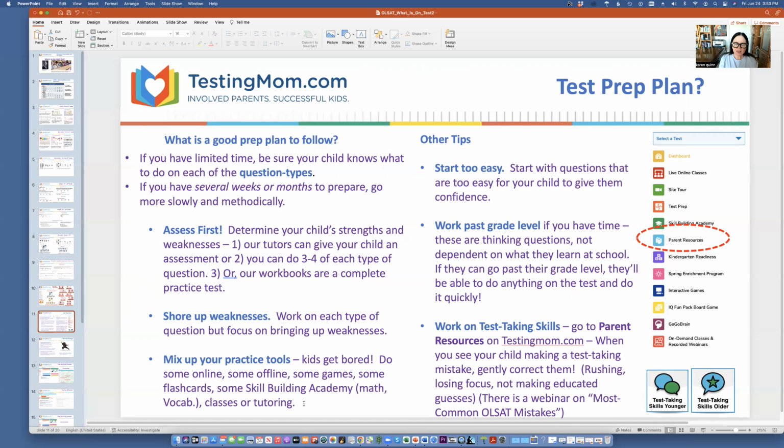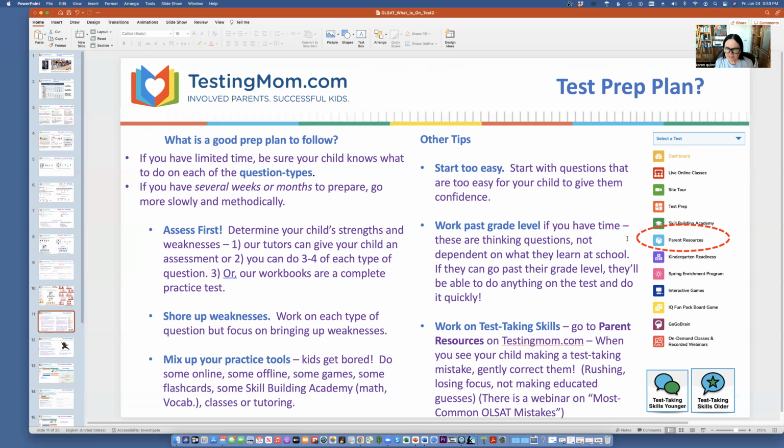You want to mix it up. You want to do some online questions, do some offline questions. We have online games, we have flashcards that work. We have something called Skill Building Academy. I'll show you that in a minute. That's fun for kids to do, but it helps them with their skills. You can put them in a class where they learn to take the test, or a little bit of tutoring if you feel they can benefit from that. But mix it up, because if they're doing it in different ways, then they don't get as bored, and they stay excited and focused on the prep.